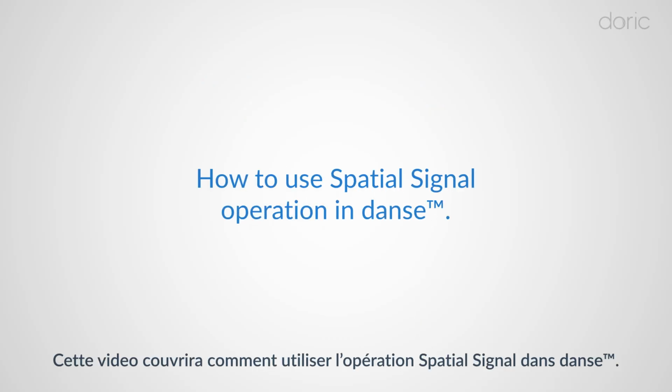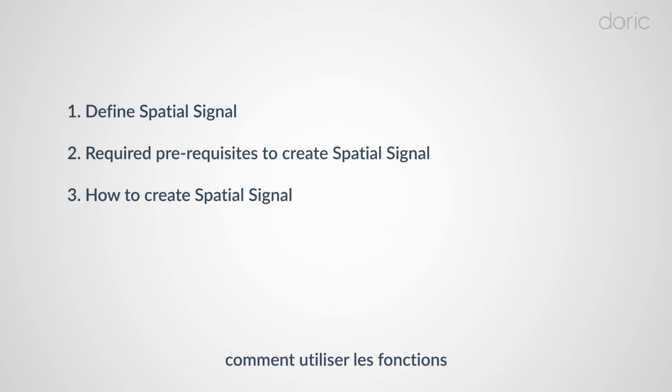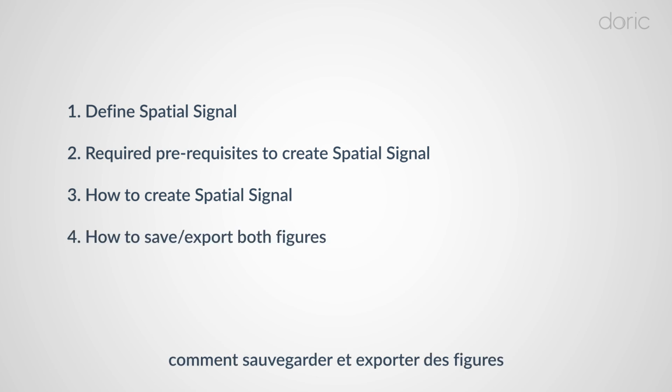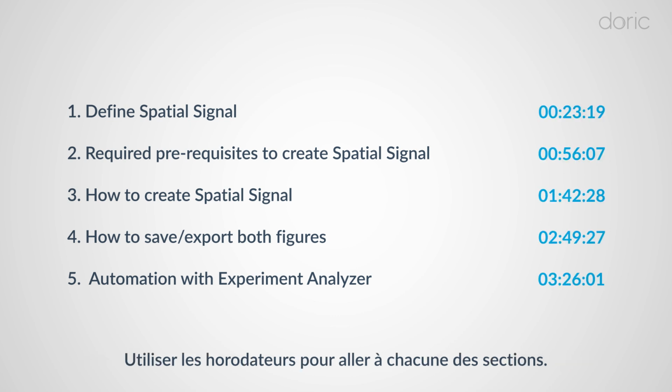This video will cover how to use the spatial signal operation in Danse. Specifically, we will define spatial signal, then cover the prerequisites, demonstrate how to use the function, how to save and export figures, and finally how to automate the operation with Experiment Analyzer. Use the following timestamps to skip to the relevant sections.